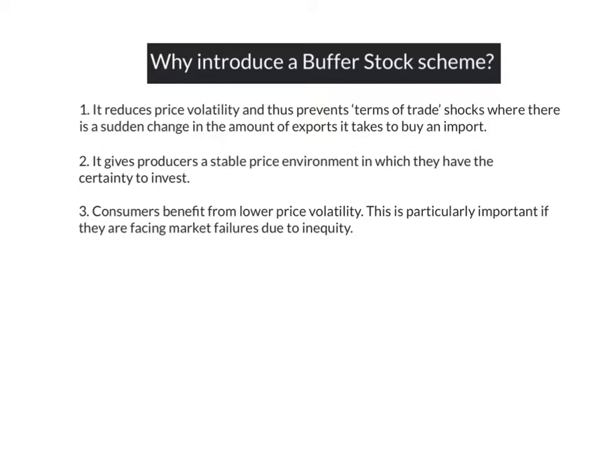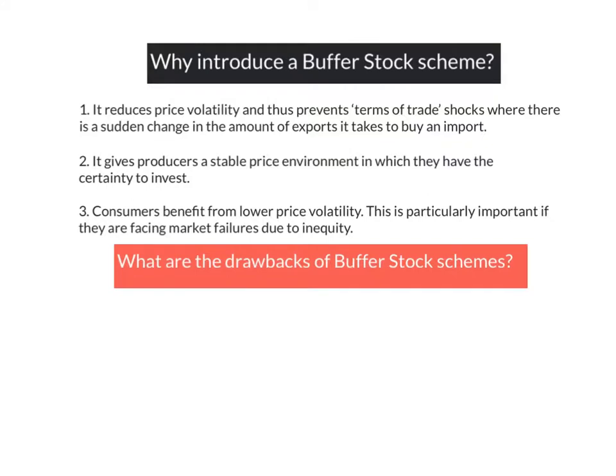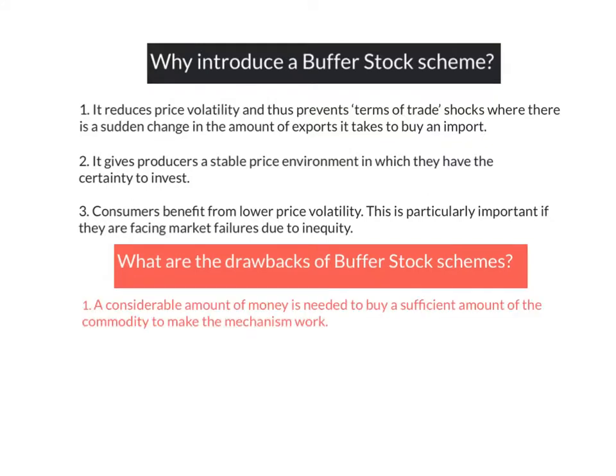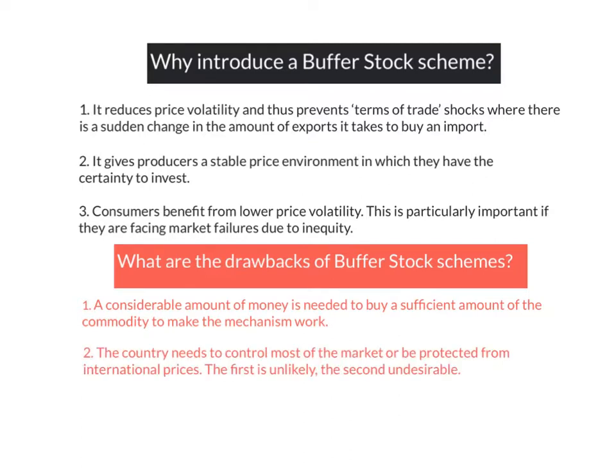Well, there are three main ways in which buffer stock mechanisms don't work particularly well. First of all, you need quite a lot of money to buy enough of the commodity to make the mechanism work, because you need quite a big stock just in case things change. The country also needs to control most of this market, or to be protected, for example, by tariffs or international prices, otherwise it won't work. The first of these is quite unlikely. Governments don't control most of a particular market.